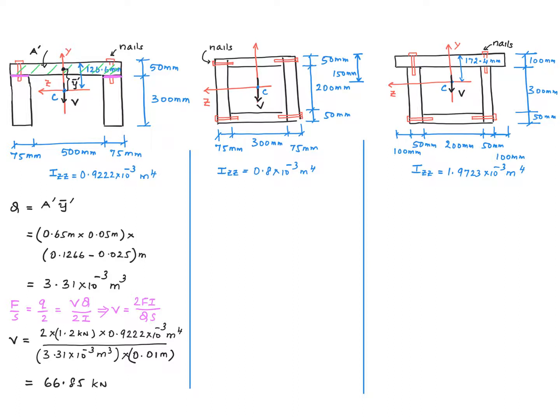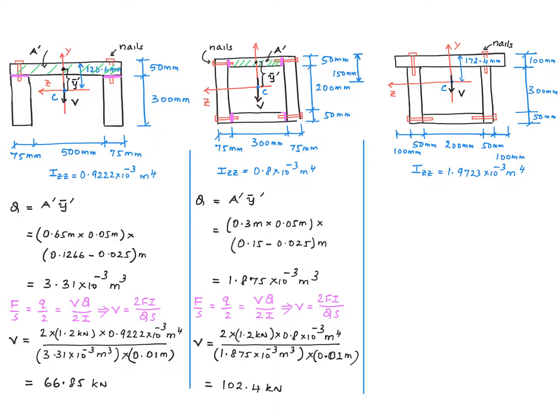Now we substitute numbers, so it will be 2 times F, where F is 1.2 kilonewton, which is the strength of a single nail, right? And I is 0.9222 times 10 to the minus 3 meter to the power of 4. Q, we just calculated that to be 3.31 times 10 to the minus 3 meter cubed. And S, spacing, was 10 millimeter, right? So that's 0.01 meter. And that gives us a maximum shear force of 66.85 kilonewton.